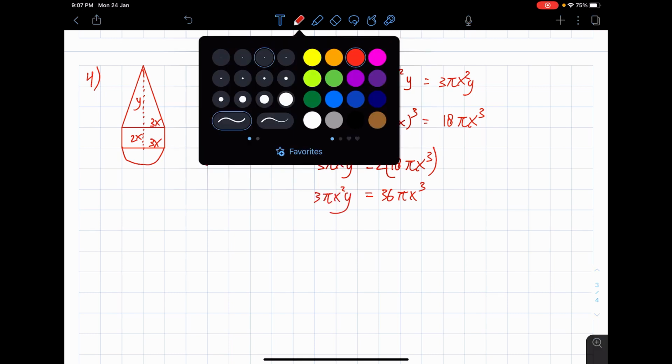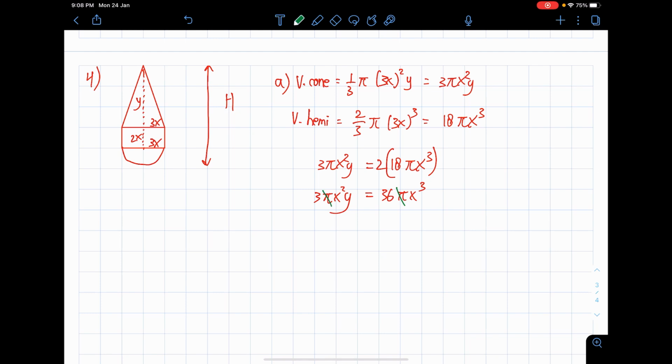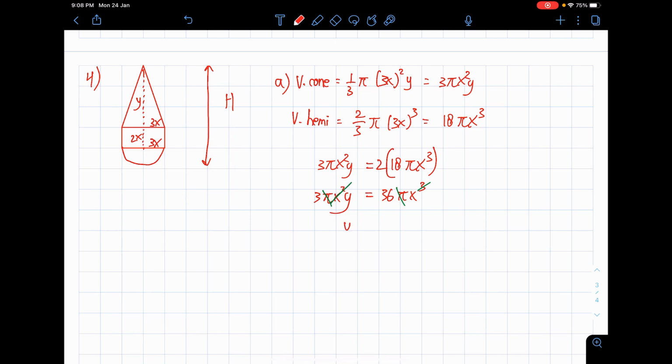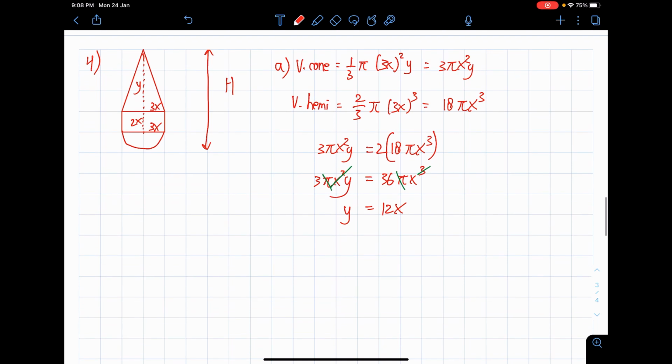And then let the cancellation begin. Pi and pi cancel. X square and x cube cancel. Then I'll divide the 3 to the other side. I got y equals 12x. That's it. Shown already. They just ask you to show this. Next, the total surface area is 300. Find out the height of the solid. So the total height, you need to find it given the surface area.